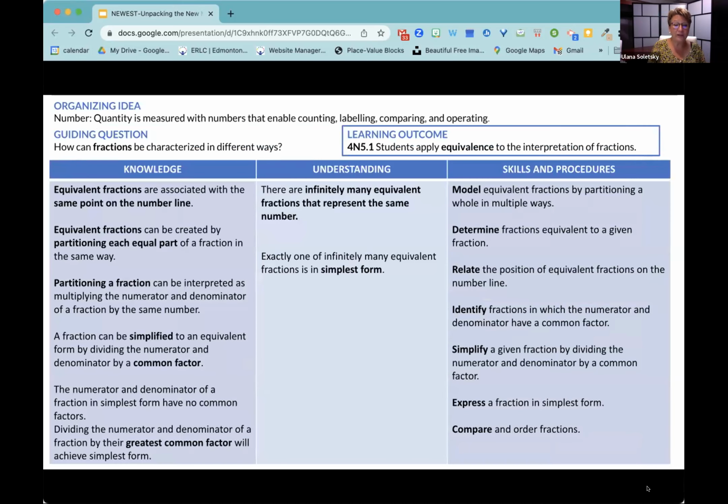Okay, so when we look at the cusps for grade 4, the big thing is the understanding that there are many equivalent fractions that represent the same number, and exactly one of the infinitely many fractions is the one in simplest form. And so skills and procedures are modeling the equivalent fractions, determining the fractions. All of these are really important.